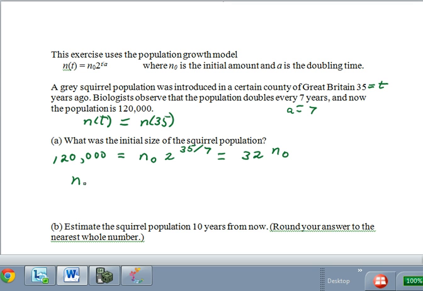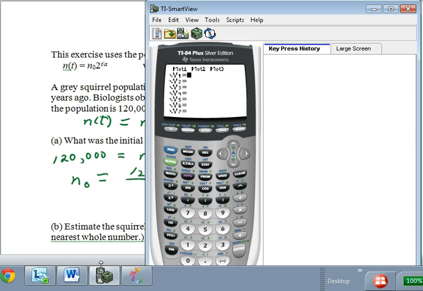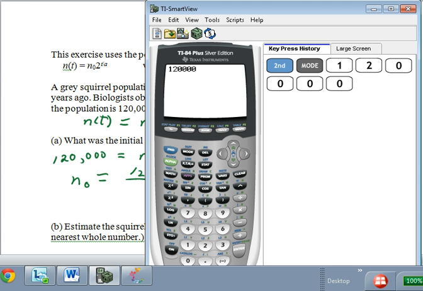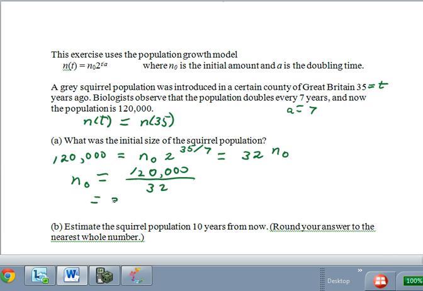And so n sub 0 itself is simply equal to 120,000 divided by 32. So 120,000 divided by 32 equals 3,750. That was the initial population of squirrels.